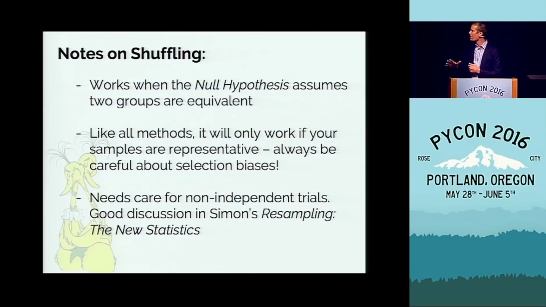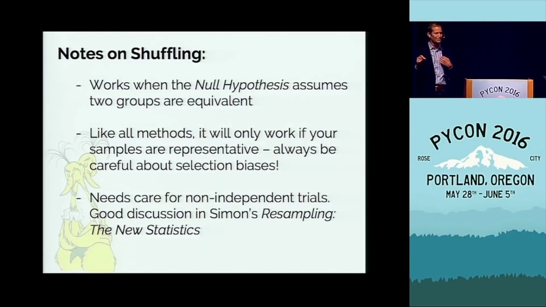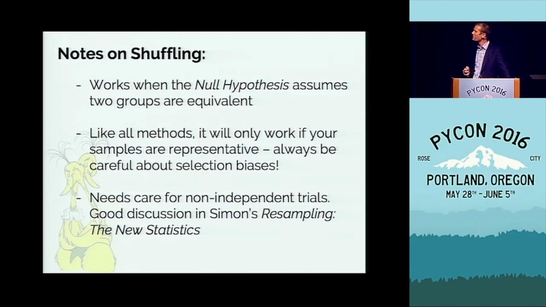I should say a little caveat, like all methods, this is only going to work if your samples are representative. If you have a data gathering problem, that's something completely different. And you also need care for independent trials. Let's say you're measuring the different test scores of the same sneetch over and over, you might expect them to improve with time. So there's sort of a dependence there of the data on previous data. And in that case, you have to be a little more careful with shuffling.